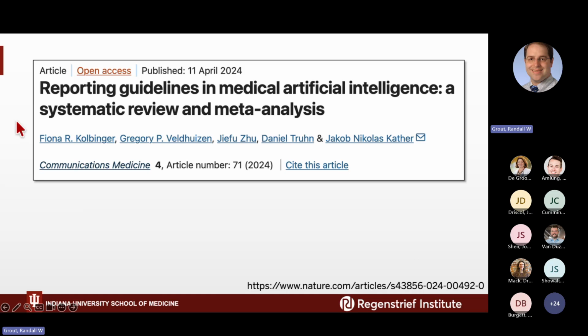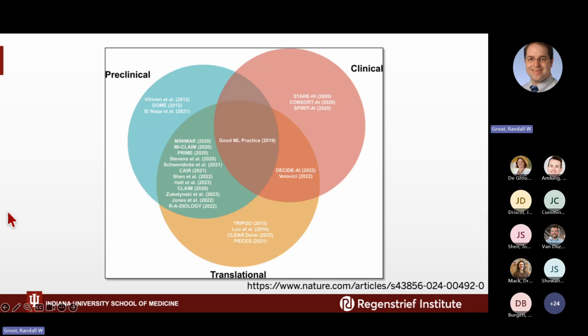Another article that was nice about these reporting guidelines involving medical AI was done by Dr. Kolbinger, I'm not sure how to pronounce it, who does have ties here at IU. This was published in Nature's Communications Medicine, and it was a systematic review and a meta-analysis of a lot of these different reporting guidelines. It was published about a couple years ago, and they had a nice figure that looked across the different frameworks available at the time. And there have been a few that have since come out too.